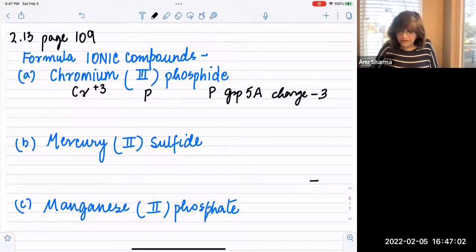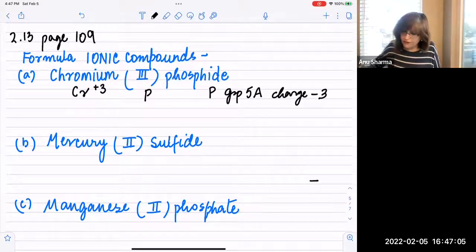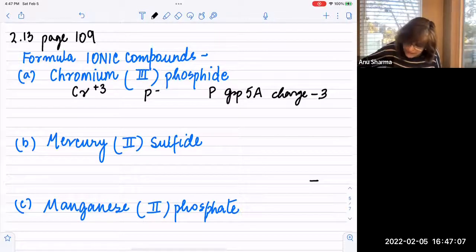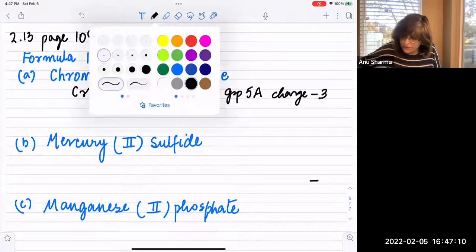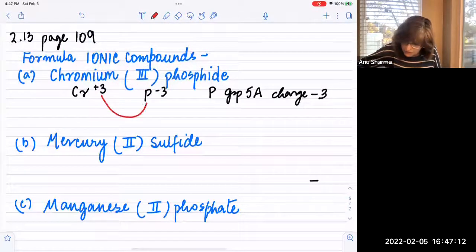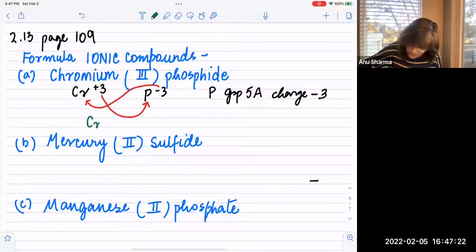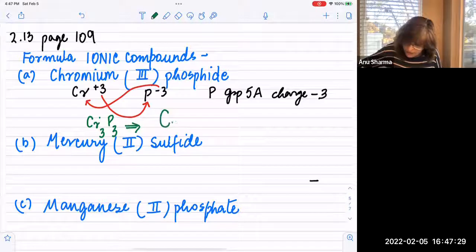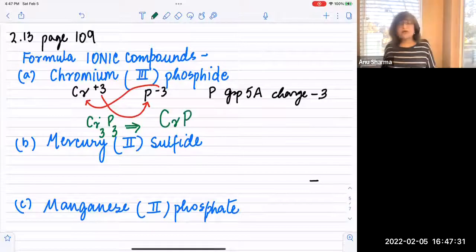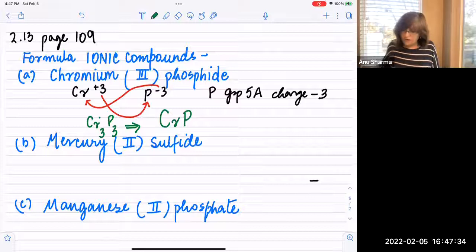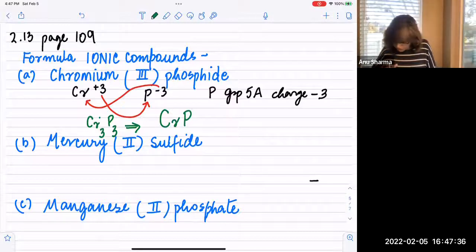Okay, so here we have chromium with +3 charge, and phosphide with -3 charge. When you crisscross, you bring the 3 at the base of phosphorus, and this 3 goes at the base of chromium. But remember that +3 and -3 cancel each other out. So when they cancel out, the actual formula is CrP. Okay, chromium phosphide.